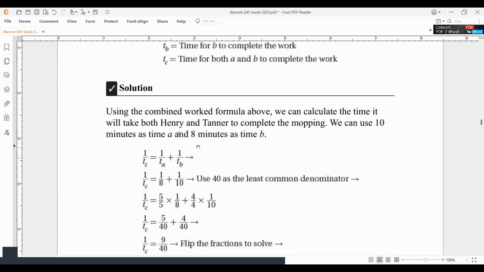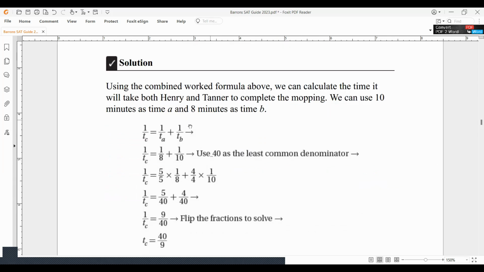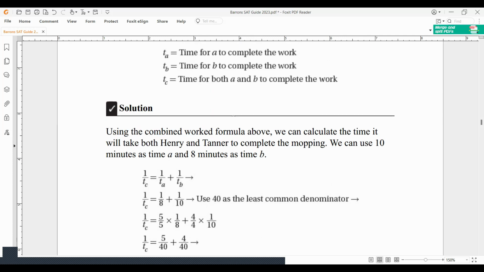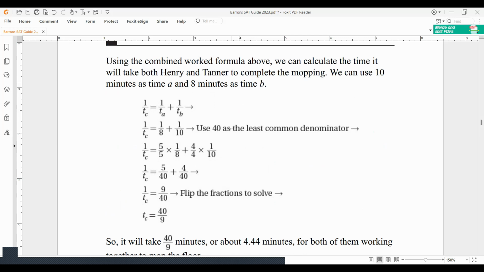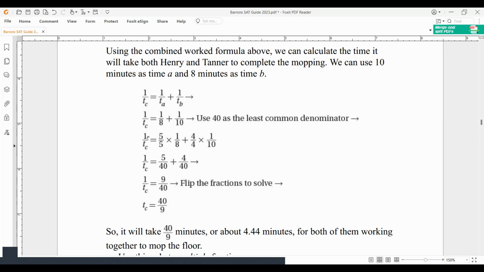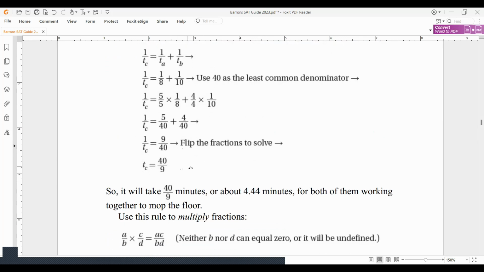Or you can write T subscript H or T subscript T, but maybe they are not going to approve it because they have already given the formula that they want us to use. So we don't need to write T subscript H or T subscript T; rather, use T subscript A and T subscript B and put in the numbers: 1 by 8 plus 1 by 10 equals 1 by T subscript C, and just invert it. Then whatever that is, 40 divided by 9, 40 by 9 minutes, or 4.44 minutes.